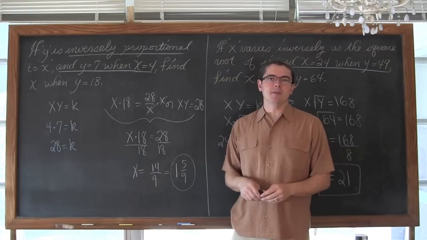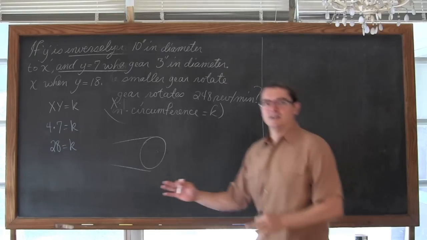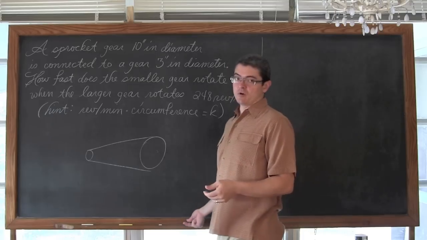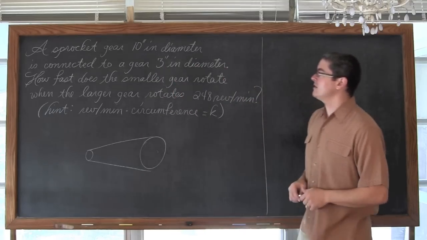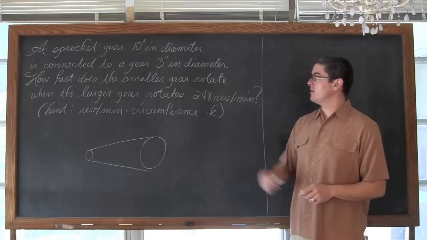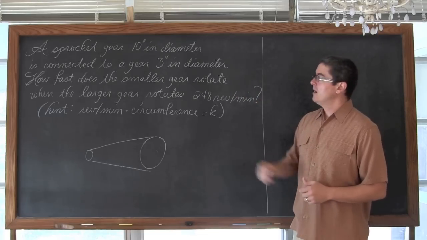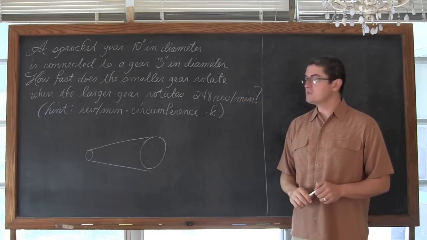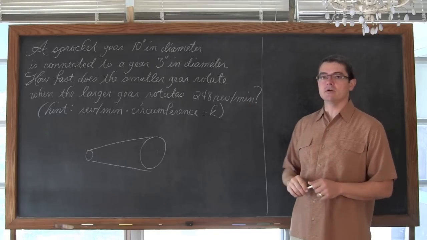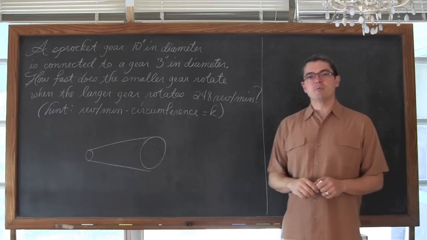Let's do one more example. It's really not much more complicated than these, but it looks like a word problem, and that just alone scares some students. Last example, and it's a word problem, always a little bit scary. A sprocket gear 10 inches in diameter is connected to a gear of 3-inch diameter. How fast does the smaller gear rotate when the larger one rotates 248 revolutions per minute?